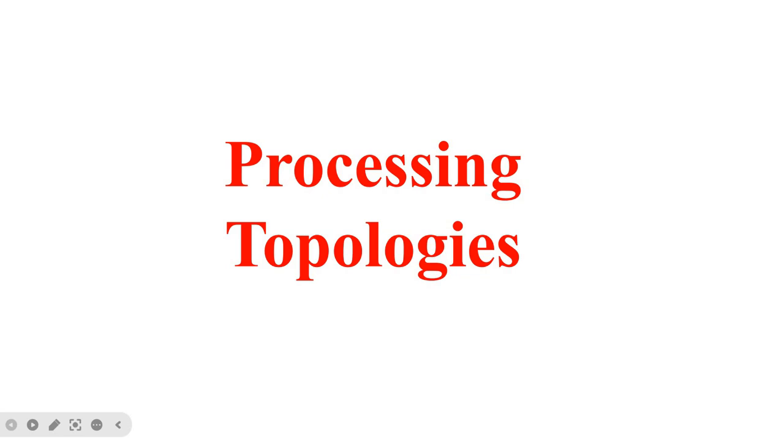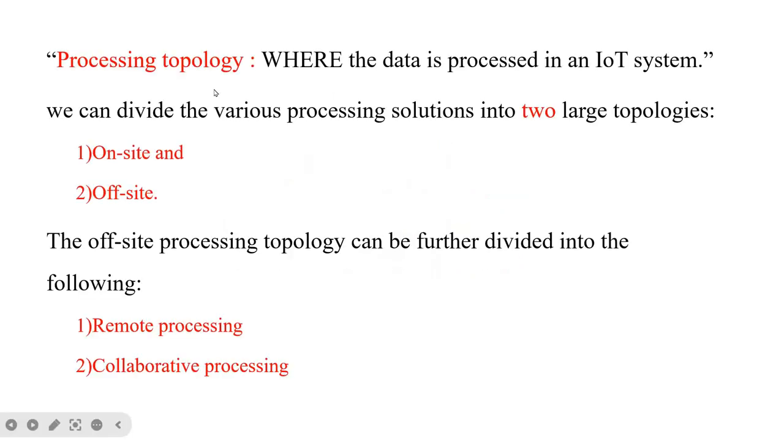In this lecture video, we will understand what processing topology means. Processing topology means where the data is processed in an IoT system. That is, on-site processing means data is processed near the place where it is generated, and usually on the device itself or a nearby edge device.